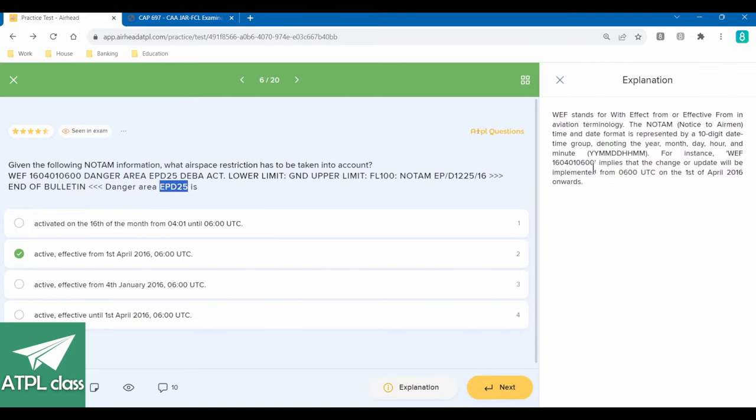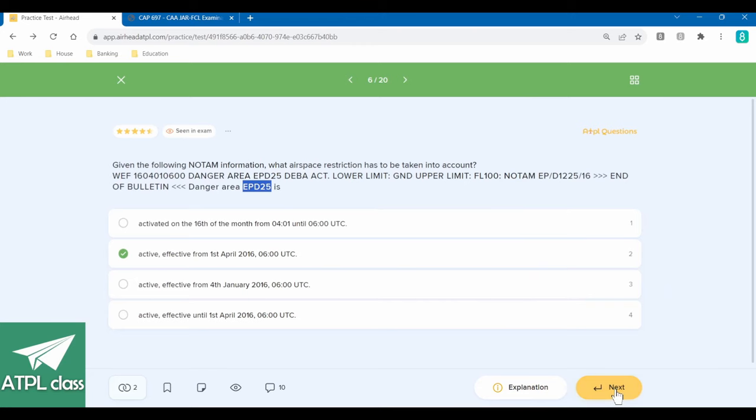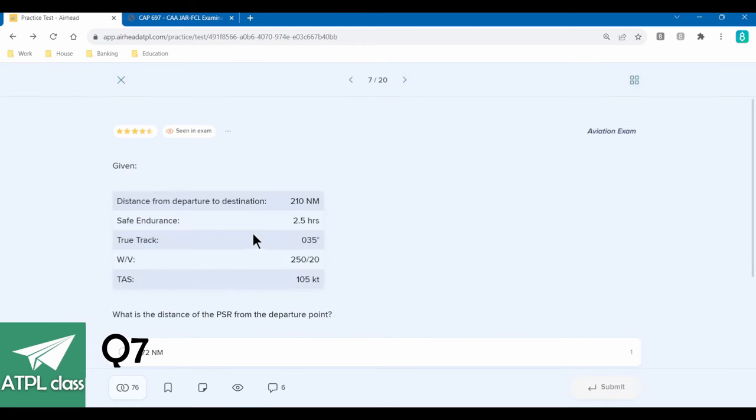Answer 2. With effect stands for with effect. The NOTAM, notice to airmen time, is represented by a 10-digit date time group denoting the year, month, day, hour, and minute. So year, 2016. Month, April the 1st at 0600. Yes. Cool. Okay, question 7 then.